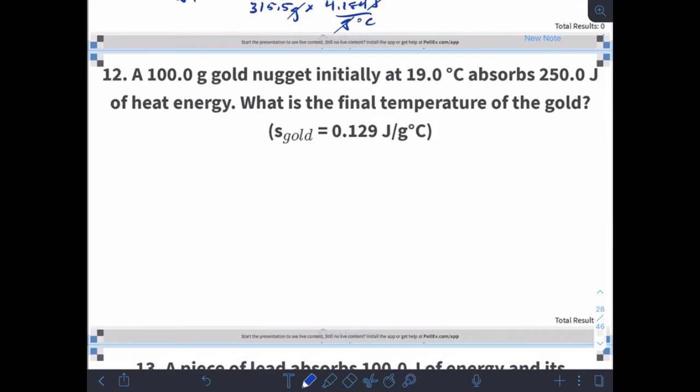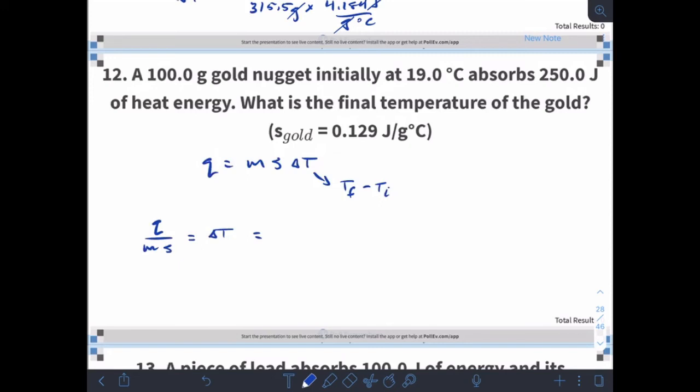So we have Q equals ms delta T. And remember, delta T itself is temperature final minus temperature initial. Okay, so we're going to solve for delta T first, and then we'll figure out what the final temperature is. From previous problems, we know how to rearrange, so I won't go through that every single time. But suffice to say that we take our original equation and divide both sides by ms.